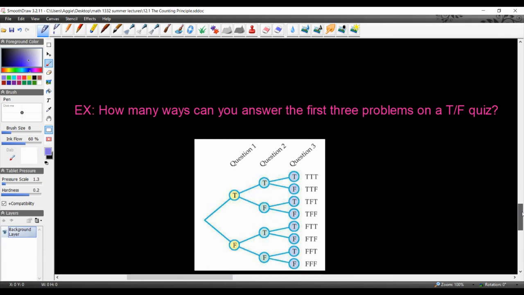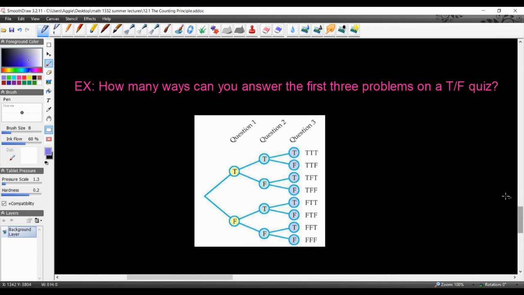Let's look at another one. How many ways can you answer the first 3 problems on a true or false quiz? So now we're thinking about a quiz and we're only looking at the first 3 problems, okay? So this method is called a tree diagram, and I'm sure you've seen it at some point, okay? And let me explain this, then I'll talk about a different example that you might have seen in the past.